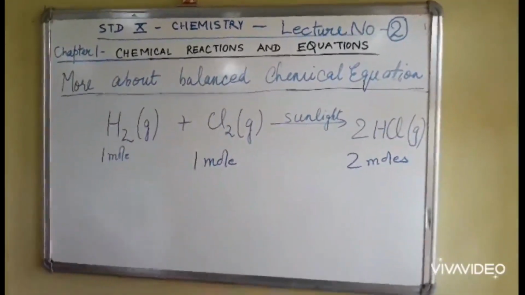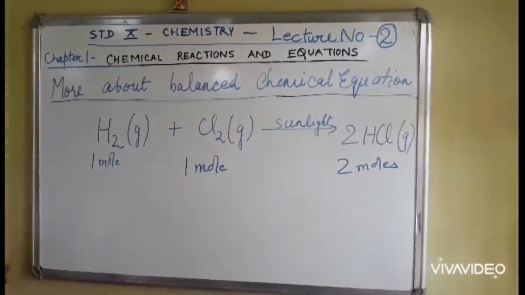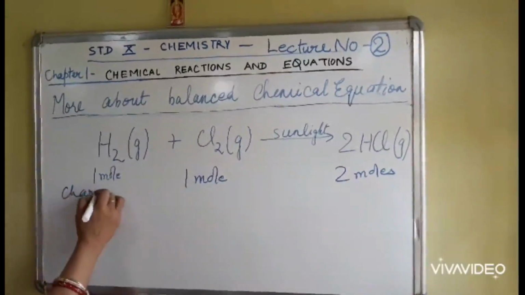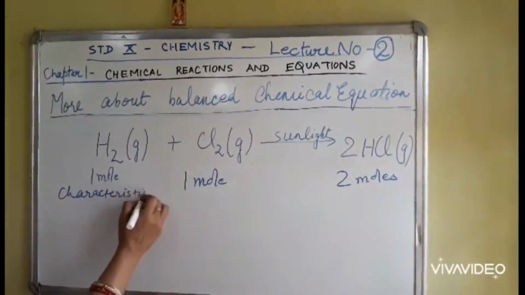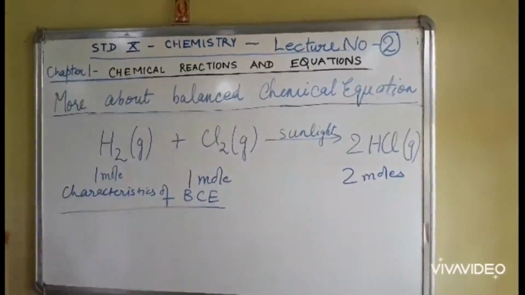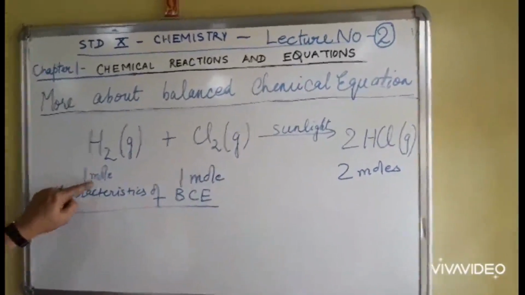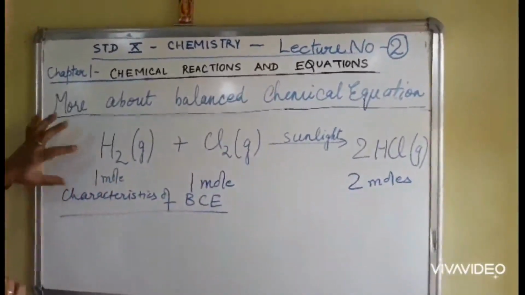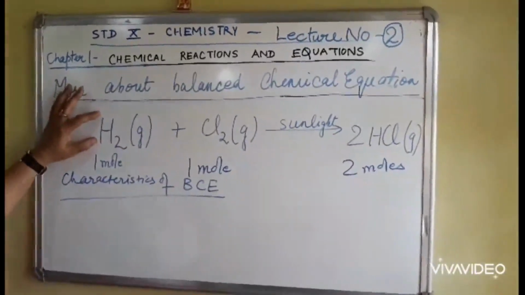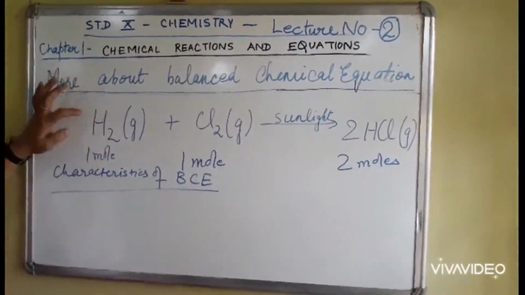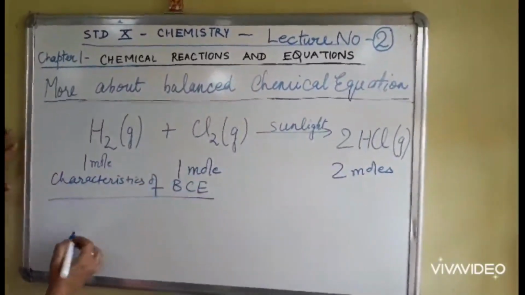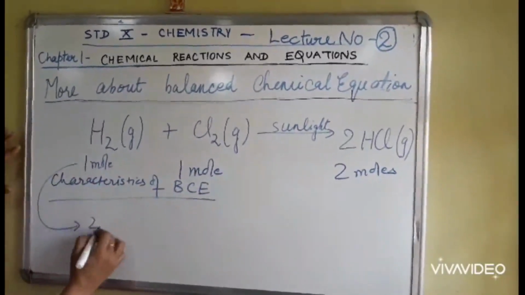Now this covers up the previous topic, that is advantages of a balanced chemical equation. Lastly, what are the characteristics? Characteristics of balanced chemical equation, BCE. Just now you saw that H2 is 1 mole, chlorine is 1 mole. Now 1 mole of hydrogen gas, you know H atom, its gram atomic mass is 1 gram. So H2 molecule, its gram molecular mass will be 1 plus 1, 2 gram. Similarly, you can calculate for others. Here the mass will be 2 grams.